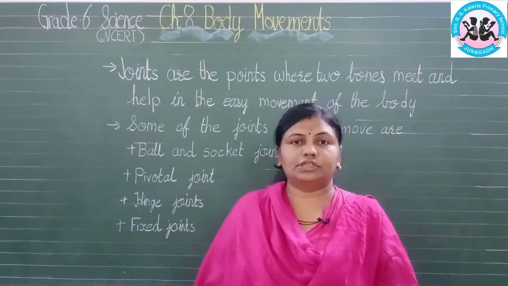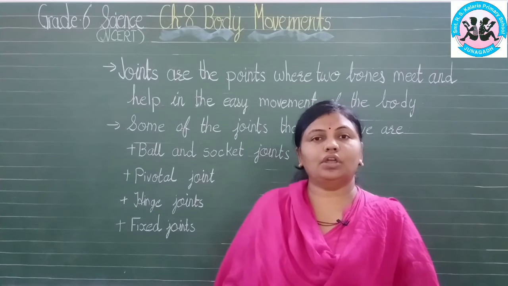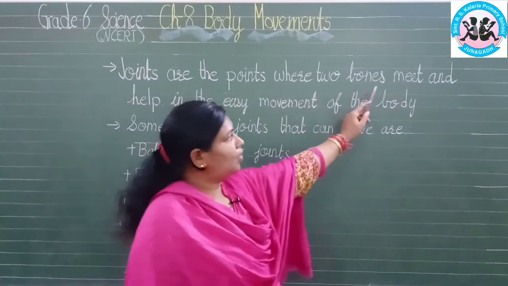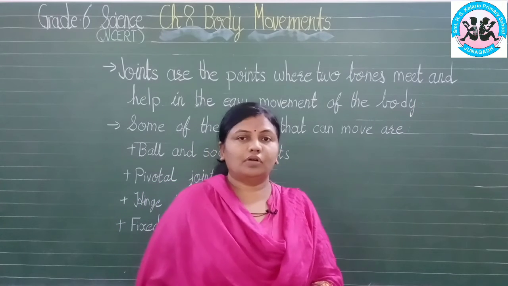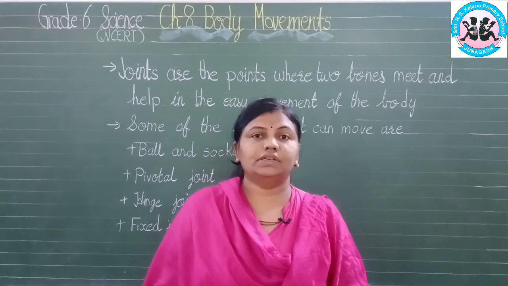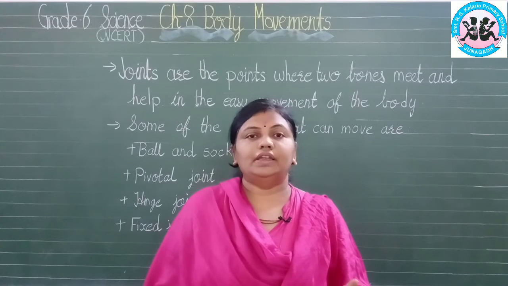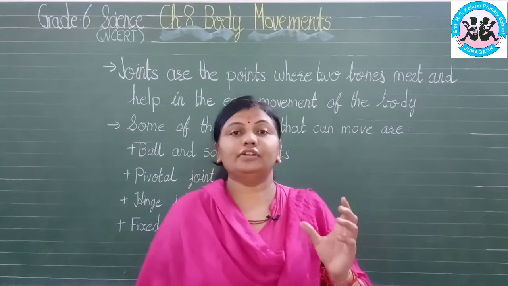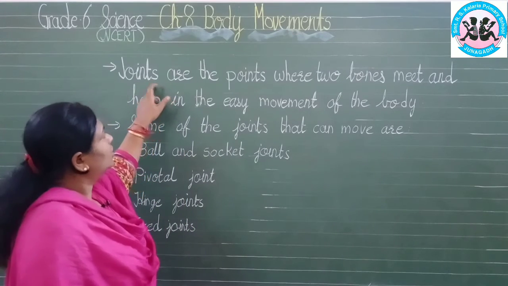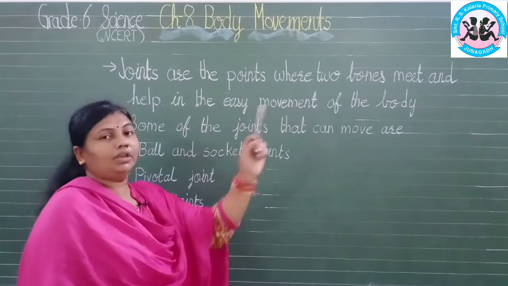Now how are these movements possible? Yes, there are different kinds of joints in our body. Now what is a joint? Let us see what is a joint. Joints are the points where two bones meet, isn't it? You are aware of the bones. There are 206 bones in a normal human being. But when a person is born, it has 300 bones. Later on the bones get merged and finally it has mostly 206 bones. So where two bones are meeting, that place or point is known as a joint. So joints are the points where two bones meet and help in the easy movement of the body.